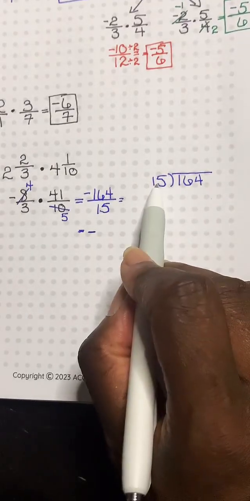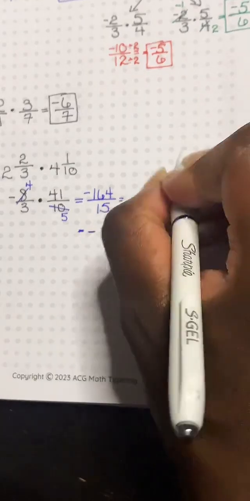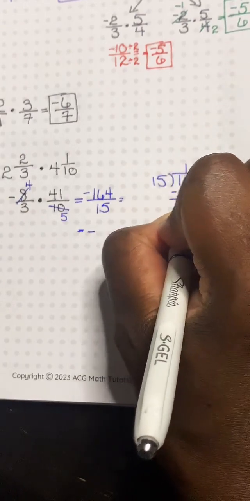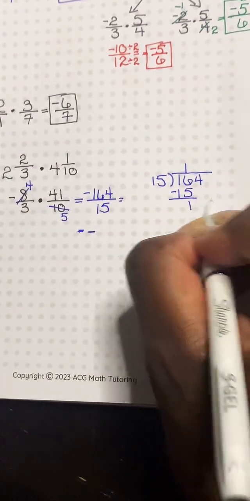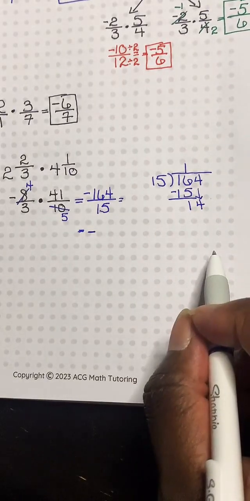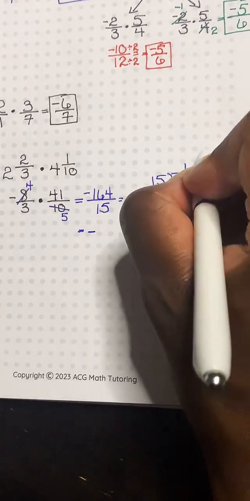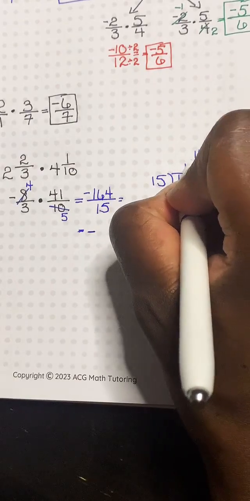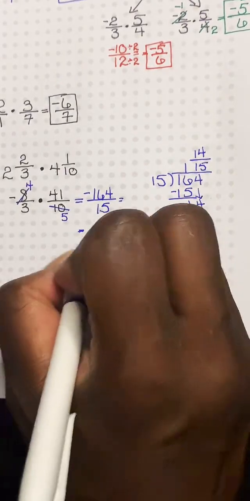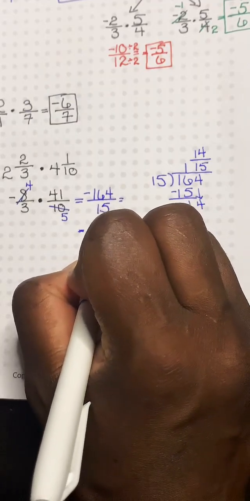So how many 15s can go into 1? That'll be none. How many 15s can go into 16? That'll be 1. Bring down my 15. 16 minus 15, that'll be 1. Bring down the 4. We make it a 14. So this is going to be my remainder. We always put the remainder over your divisor. So you have -1 14/15.